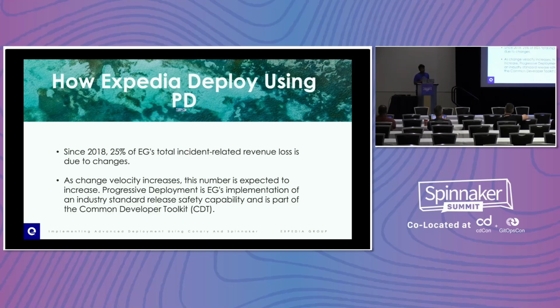Then there is how Expedia deploys. Currently, we were doing blue-green deployment. Now we have introduced progressive deployments. That is an advanced version built on top of Spinnaker and Canary. The fact is that the total loss of Expedia in revenue due to changes is 25%. So that is quite a huge amount for Expedia. And as we are progressing and there will be multiple deployments, these deployments will definitely have issues. So we need to reduce those issues.